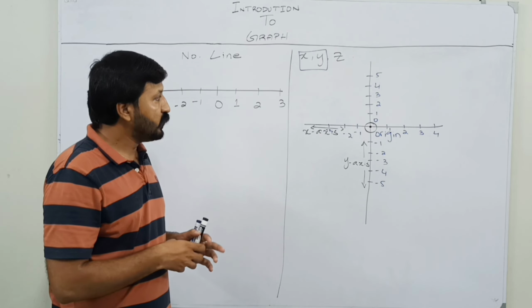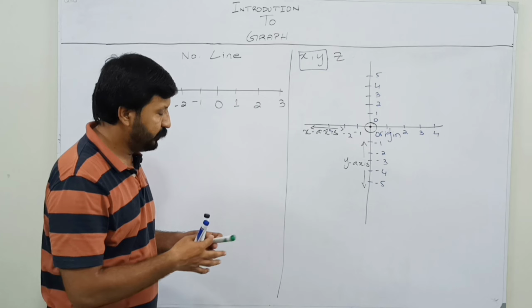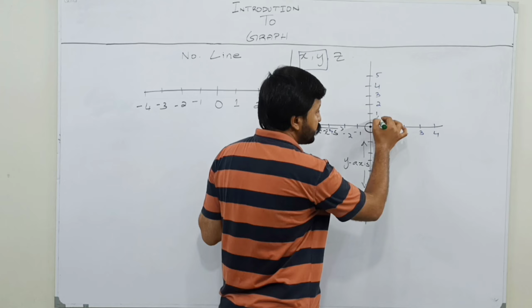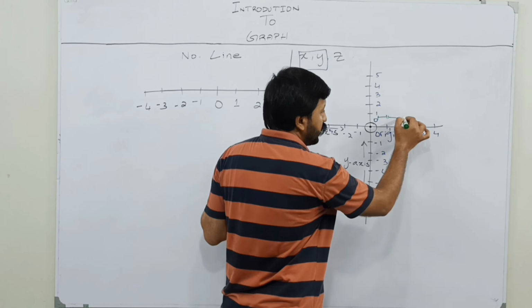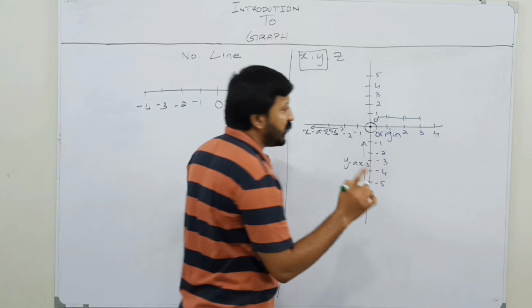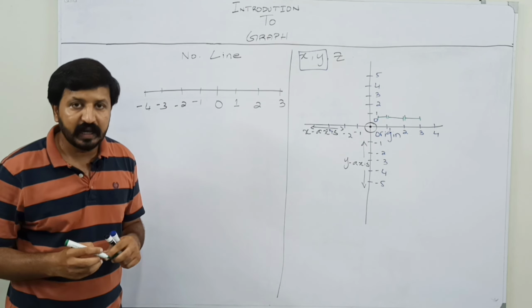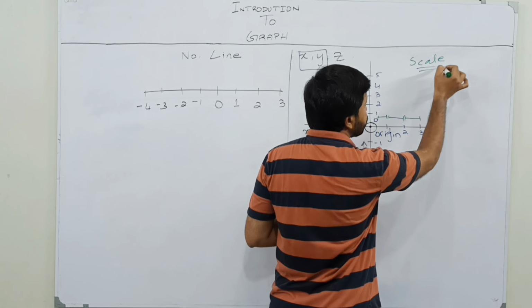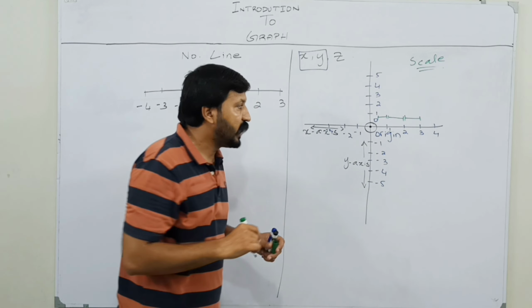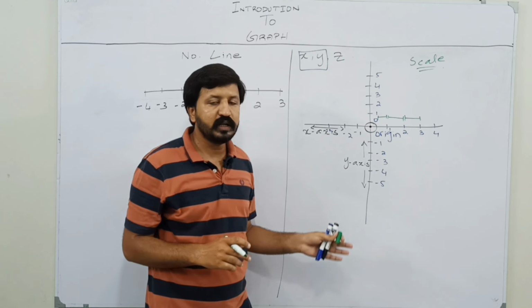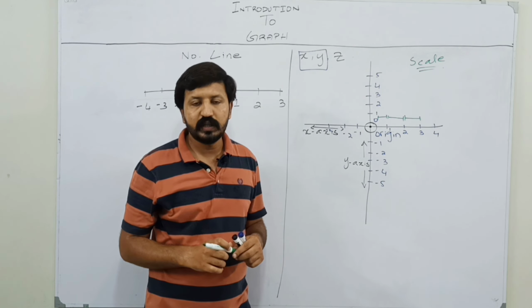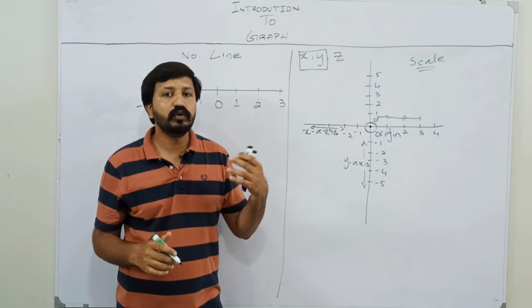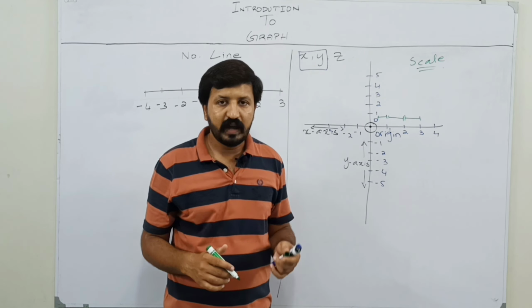Now, the next point which I am going to discuss here is that you have to keep the distance from 0 to 1 and 1 to 2 and 2 to 3 the same on the graph, which is called scaling or scale. You have to write it down, or it will be described in your question that you have to take this scale on the x or on the y axis.